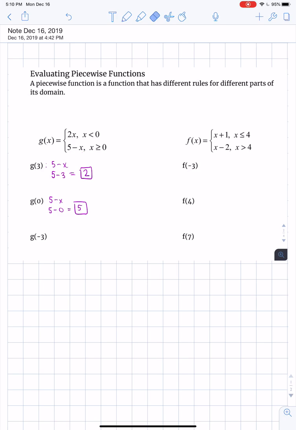What about the third one? G of negative 3. Which rule am I going to use? Is negative 3 less than 0? Or is negative 3 greater than or equal to 0? Obviously, it's less than 0, so I'm going to use the first expression this time. The first expression is 2x, so 2x. In this case, x is negative 3, so I do 2 times negative 3, which is negative 6.